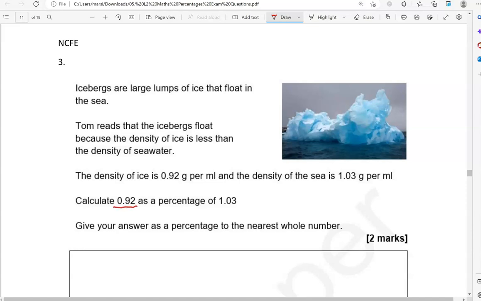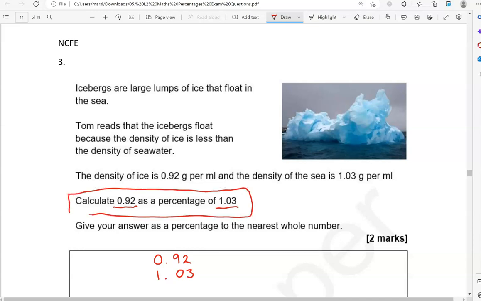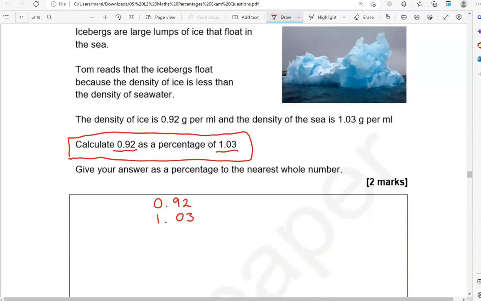So it's 0.92 as a percentage of 1.03. So really, this sentence is the key. The context is not that important. It's not telling you much. All you need to do is to calculate 0.92 as a percentage of 1.03. So don't let that context scare you if you don't know anything about icebergs. So that's what we're going to do.